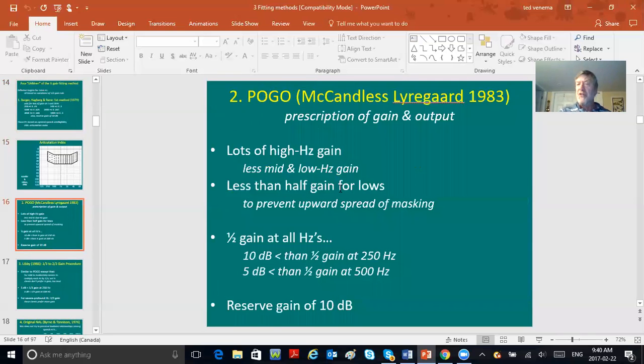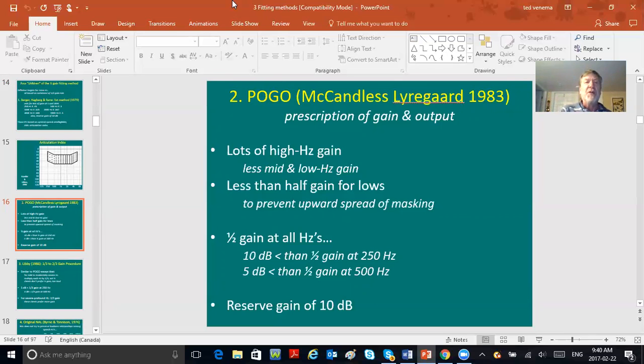Pogo also did that, but Pogo prescribed a little bit less than half gain, especially for the lows. It basically gave half gain at all frequencies. It didn't emphasize quite as much at 2 and 3 as Berger did, but it still gave quite a bit of gain. It gave half gain at high frequencies, but less than half gain for the low frequencies. And we said that was because of the upward spread of masking. Remember that? And I think that's where I showed you these weird kite-shaped things.